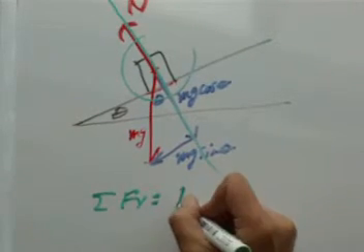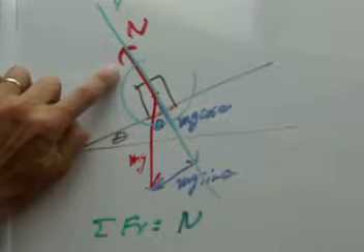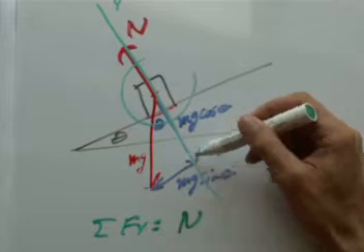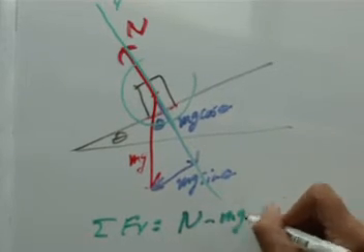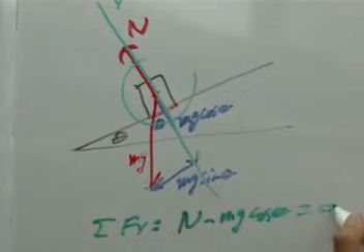The sum of the forces will have a normal force up. That's this arrow right here. That's the response to the molecular flexing. But I have a component of gravity down along this axis like this. I'll have a minus mg times the cosine of theta, and there aren't any other forces on the axis, so all that's equal to 0.